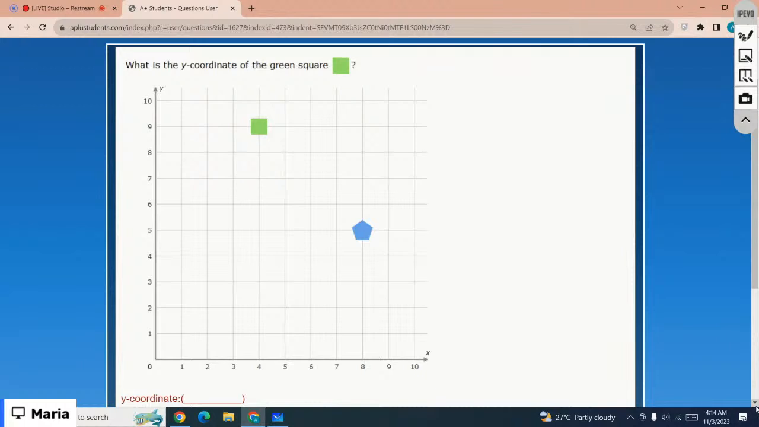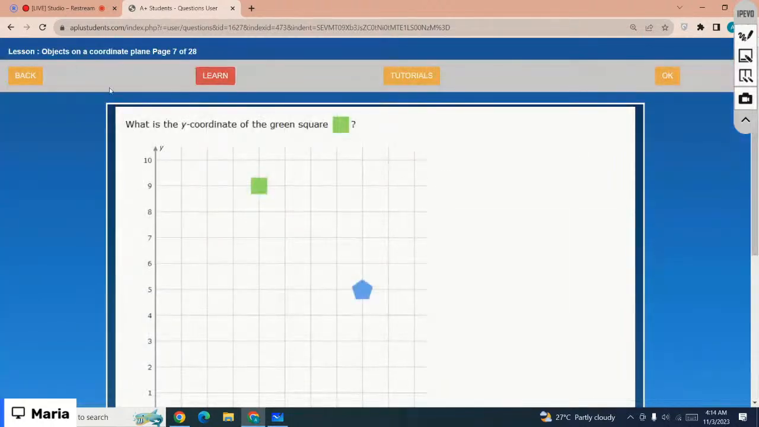Xavier, what is the y coordinate of the green square? You have to answer, Xavier. That is 9. Just look, match to the y-axis. That would be 9, right? Okay, you can complete the lesson by yourself later today. Let me just move on to next lesson.